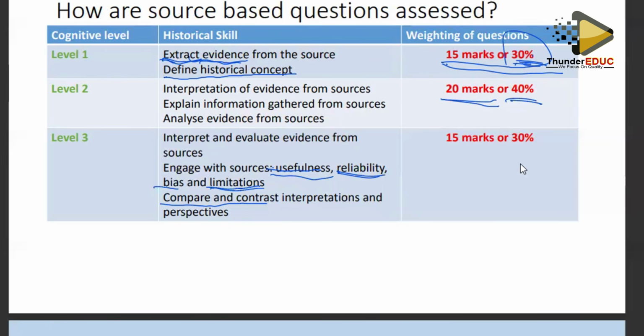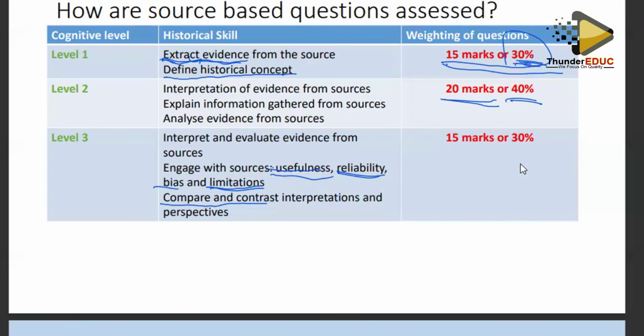We also look at things like limitations. We are going to look at these questions in detail as we look at them on particular aspects, one after the other. But that is the idea with level 3 questions. We are dealing with interpretation and evaluation of evidence from the sources. We are trying to evaluate how reliable a source is, or how useful a source is towards a study of a particular historical aspect, or we are looking at the limitations of a source.